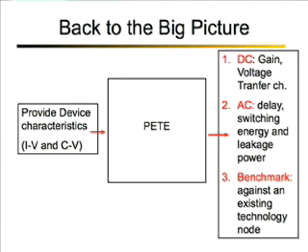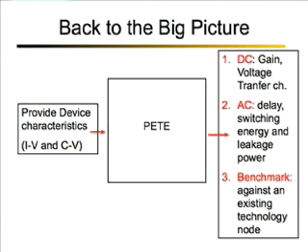Finally, back to the big picture, what we are essentially trying to do is provide some kind of feedback to the device designers and the technology designers. So the device characteristics can be provided as IV and CV to the tool, which we call PETE, and without thinking about what goes on in a circuit design environment, the device designer or technology designer can very easily figure out what would be the system level and circuit level implications of this new device that he or she has.